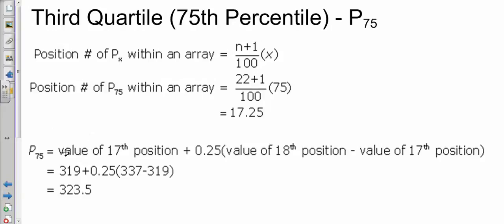Exactly the same thing here. I now have 17.25 as the position I want. Go to the 17th position, and I need to go 25% of the way from position 17 to position 18. So find the difference between those. It's a difference of, what's that, 18 looks like. And so 25% of that gets added on to the 319.